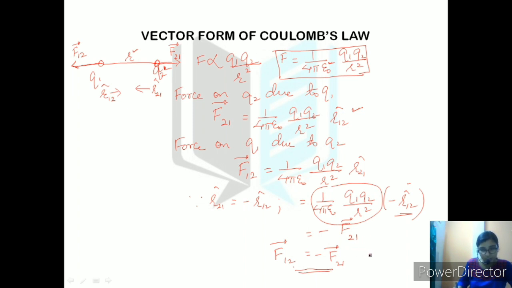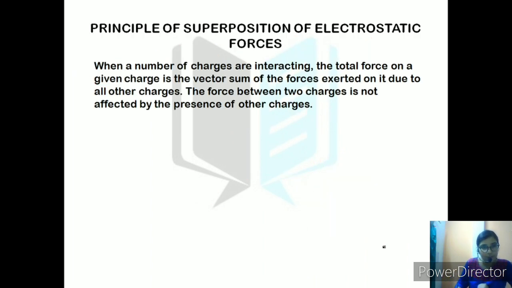So these two obey Newton's laws of motion. Am I clear? Okay, so this is the vector form of Coulomb's law. Till now we have considered two charges. Now suppose in the body we have many charges. For simplicity we'll just start with three charges.